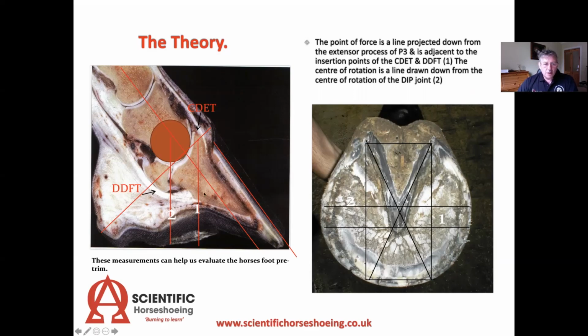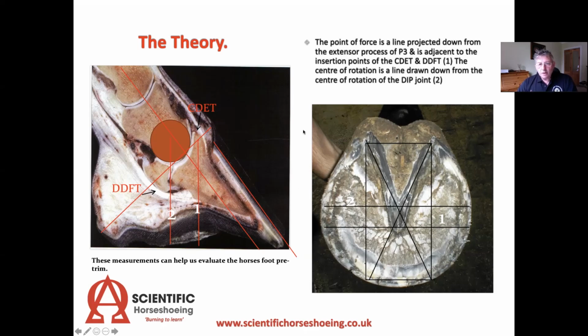So this is represented by this line, dropped down from the pyramidal process of P3 adjacent to the attachment of the common digital extensor tendon, vertically through the foot, and you can see there is the insertion of the deep digital flexor tendon. The point at which it comes out on the solar surface is represented by line 1, which is approximately 5 millimeters behind the true point of frog. So that's our point of force.